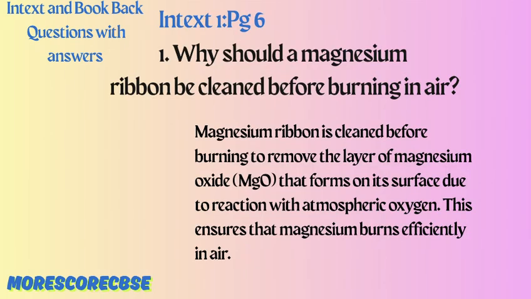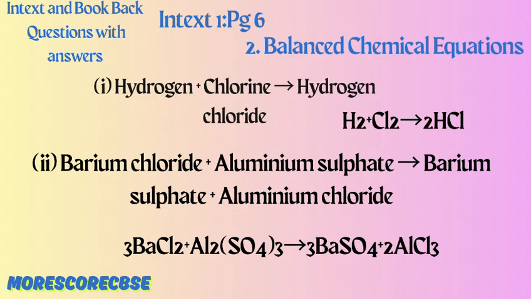Next, why should a magnesium ribbon be cleaned before burning in air? Magnesium already reacts with atmospheric oxygen, so a layer of magnesium oxide is formed. In order to remove that, we clean it so that the magnesium burns efficiently and forms the white ash, magnesium oxide.